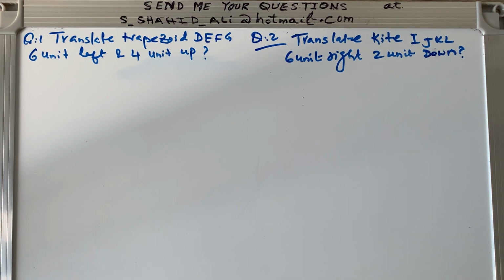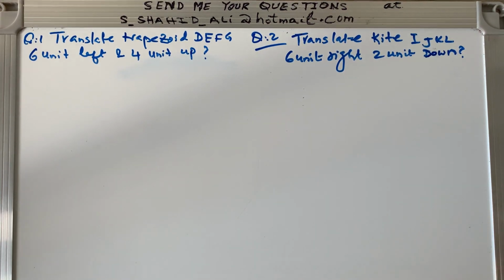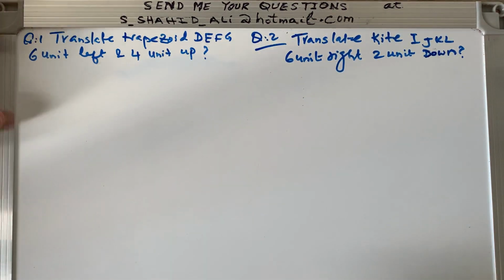Today I have two problems sent to me by one of the remote students. Translate trapezoid DEFG 6 units left, 4 units up. And the second question is translate kite IJKL 6 units right, 2 units down. And the coordinates are given, of course.